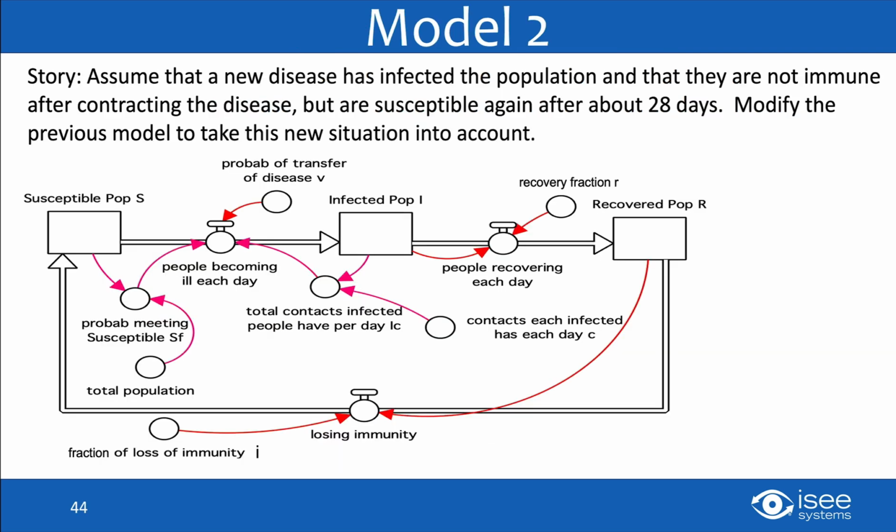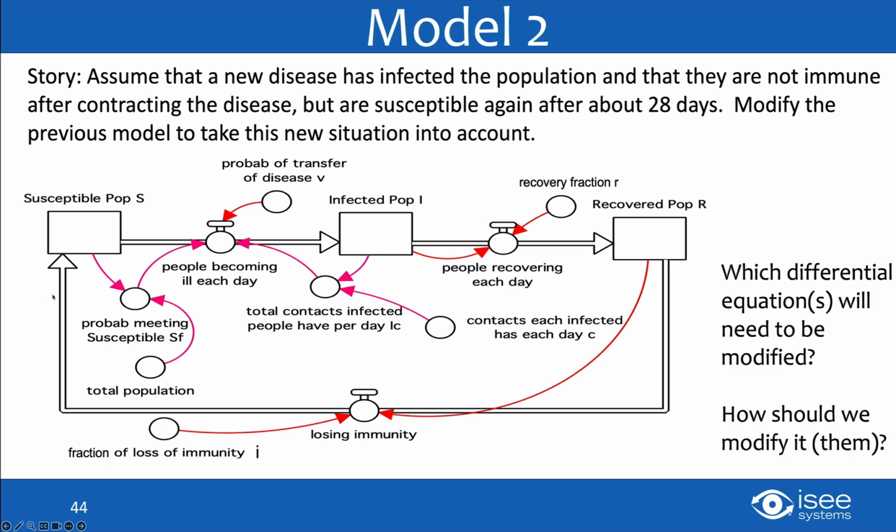Now we can enhance the story problem by suggesting that the recovered population does not remain immune to the disease. We modify the stock flow model to capture this situation. When I asked my students to recreate the differential equations that would be appropriate for this new scenario, it is important that they see the relationship, and in that matter, I believe the students come to understand the structure of the differential equation better.